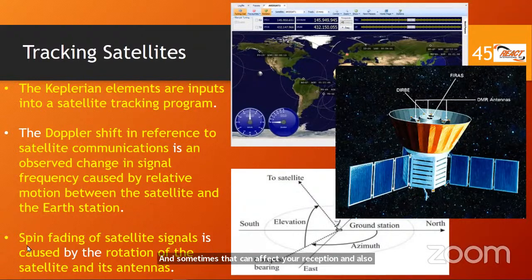So that's an exam question. What is spin fading? Spin fading of a satellite signal is caused by the rotation of the satellite and its antennas. So while the satellite is in space, it is rotating, it is spinning, hopefully not out of control, but it is spinning. And because of that, you can have variation in the signal, and that's called spin fading. So I think that's it for our theory.